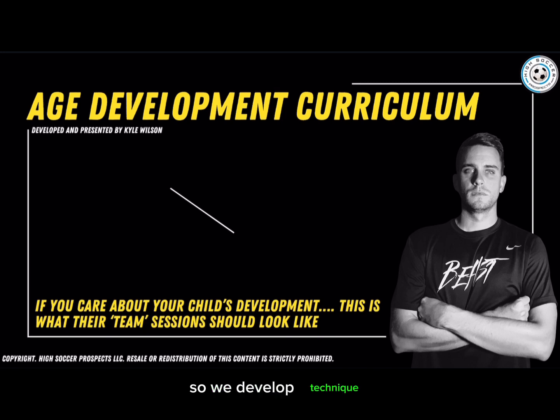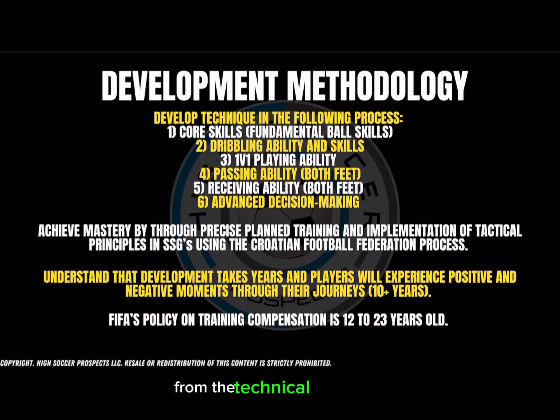So we develop technique and we follow this process, and I'll expand a bit more than what you see, but I think it'll help you understand. So we do it in this order from a technical standpoint. And the first thing that we want to develop is core skill. Now, core skill, just for reference, is your basic ball manipulation, basic ball mastery, basic mastery of the ball. And it's honestly just focus on core concepts.